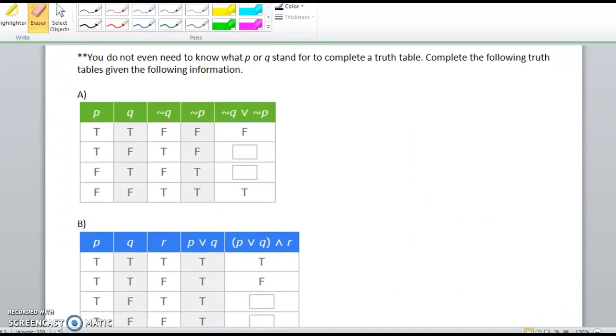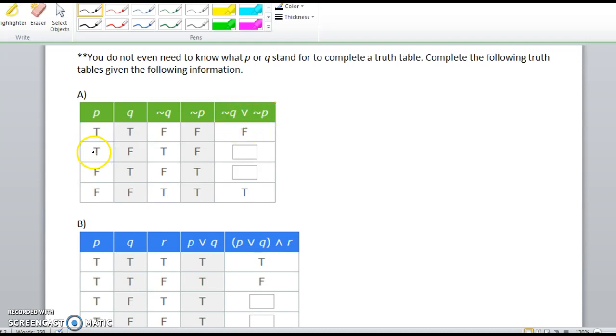So sometimes you don't even need to know what P and Q stand for. They may not be defined for you. You may just have tables where they say, okay, P is true, Q is true, so on and so forth, and you just have to complete those truth tables. So looking at example A, I have P, Q. This notation again is not Q, this is not P. So just to go through those, P is true, Q is true, not Q means it's false, not P is false. So not Q or not P means false or false, which is false.